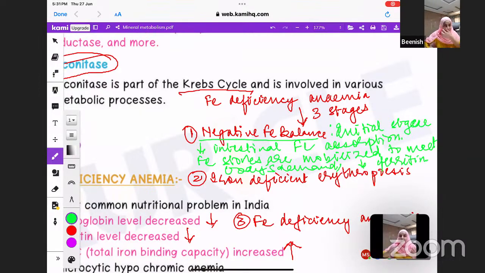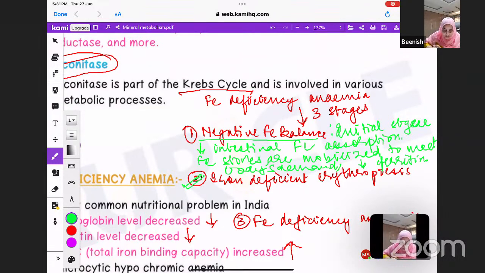So this negative iron balance, this initial stage of iron deficiency, is that stage where all your other tests will come normal, but you will see low ferritin levels. In this stage, there is decreased intestinal absorption because of which your iron stores will be utilized and therefore you will get low ferritin levels. Now, if this iron deficiency is not met, like either you're not taking iron through diet or whatever, if this deficiency continues, then you enter the second stage.